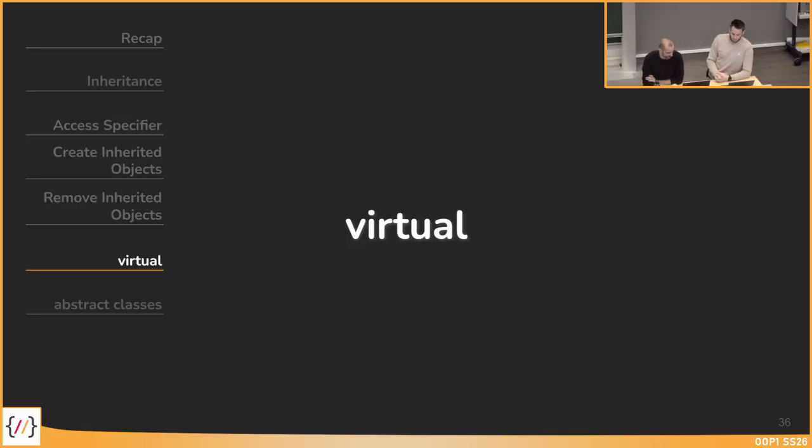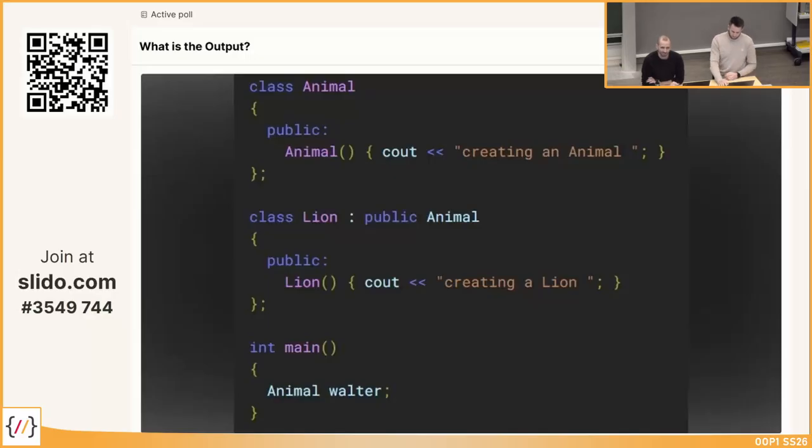We start by putting this keyword here, virtual, which you might get familiar with in the next few slides. But before, just as a motivation for that, without too much explanation, what is the output of this code snippet here? So we talked a lot about creating a lion, but now we are creating an animal.